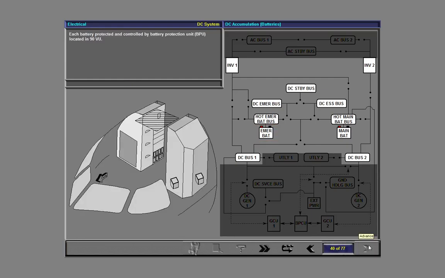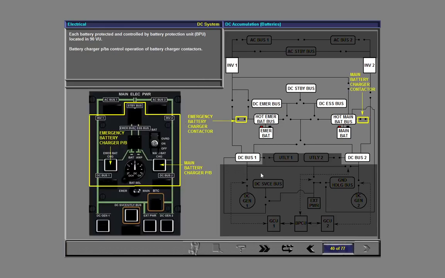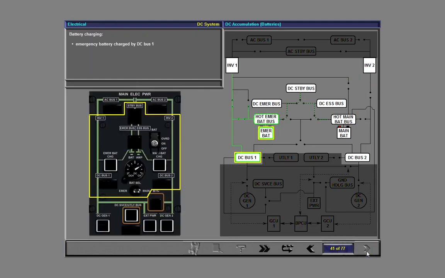Each battery is controlled and protected by its respective Battery Protection Unit, BPU, located in the 90VU. The battery charger push buttons also control the operation of the batteries via the respective battery charger contactors. The batteries are charged as follows. The emergency battery is charged by DC bus 1, and the main battery is charged by DC bus 2.